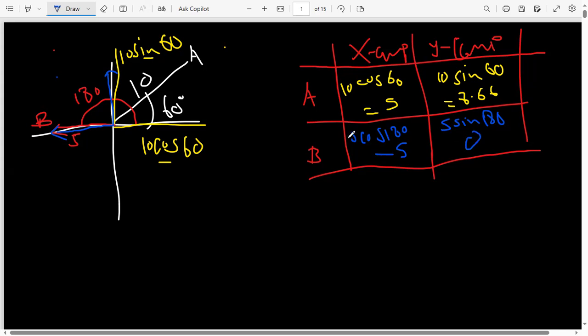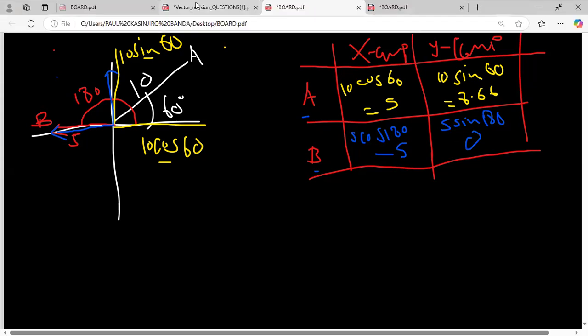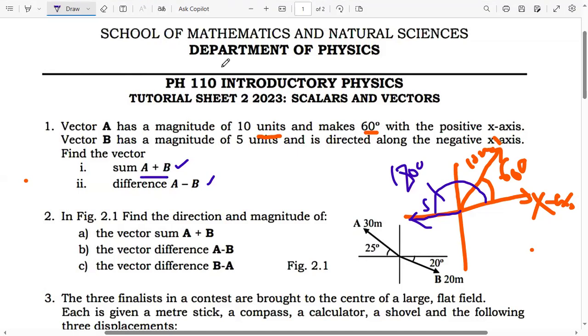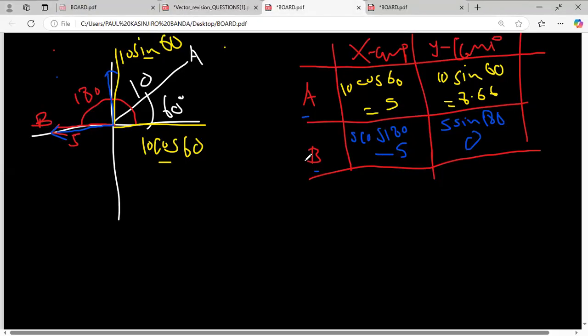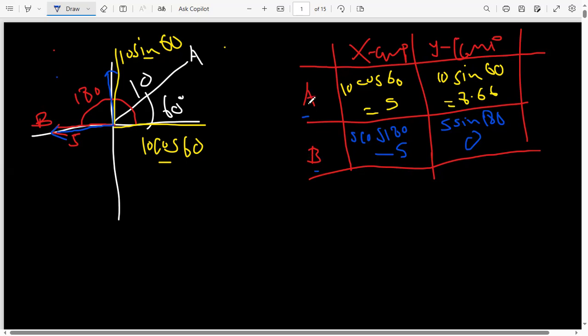Okay, so we've gotten the components of this A and the components of this B. So now the first question here, they were saying what? Find A plus B. So what will be your A plus B? You're just going to add these two vectors here. So this will be our x component of the A plus B. This will be our y component of the A plus B. So we're going to say A plus B is equal to, you add the components of the x. So the components of the x will be 5 plus minus 5. So this will just be 0.